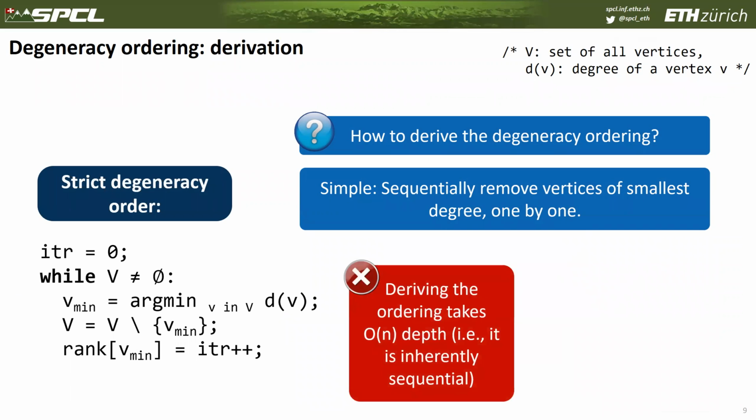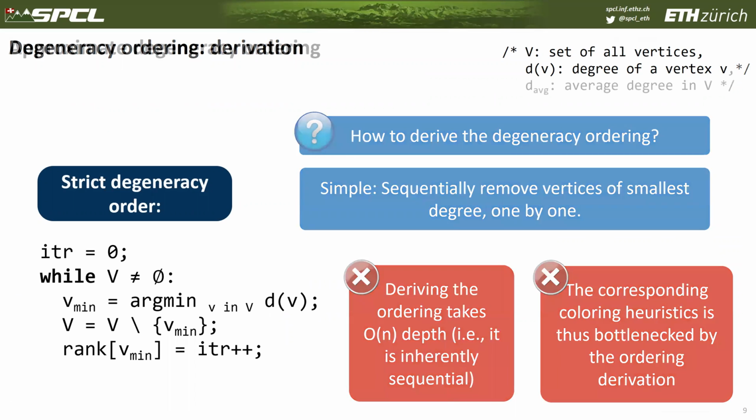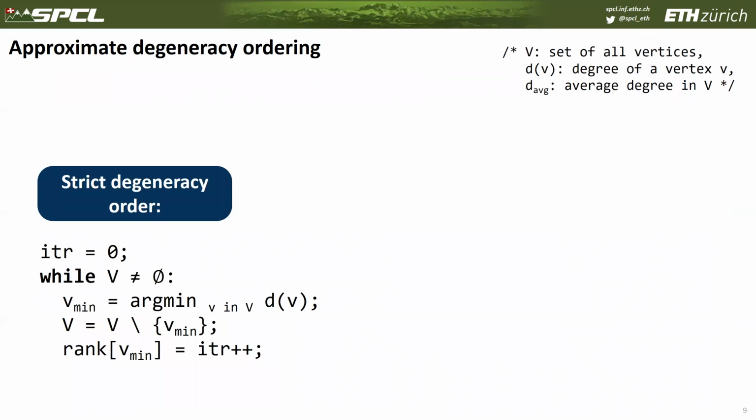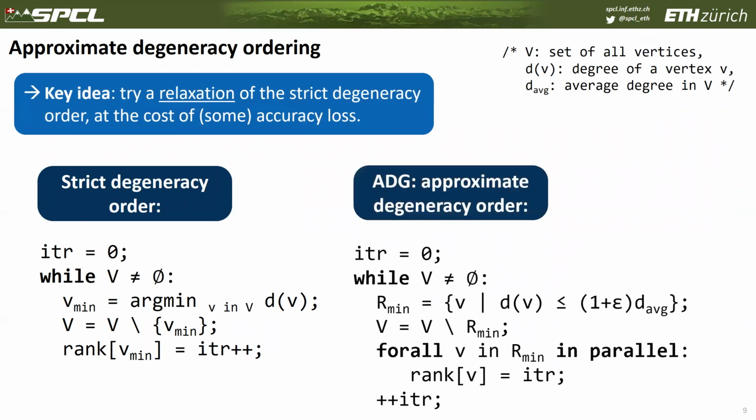Now deriving this order takes O(n) depth, so it's really inherently sequential, and it also is the bottleneck for the performance depth of the coloring heuristic, which is based on this order. So here our key idea is to move away from the strict degeneracy ordering and introduce some form of relaxation that is going to have some accuracy loss, which is going to be provable and thus also amenable to theoretical analysis. So we call this ADG, Approximate Degeneracy Order.